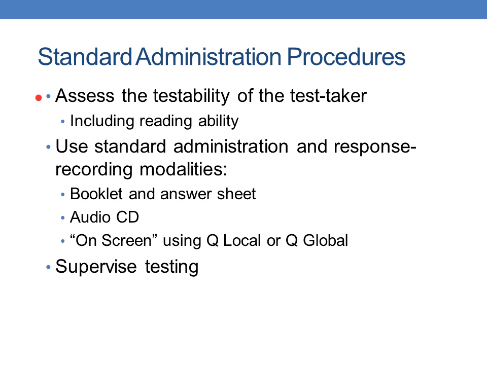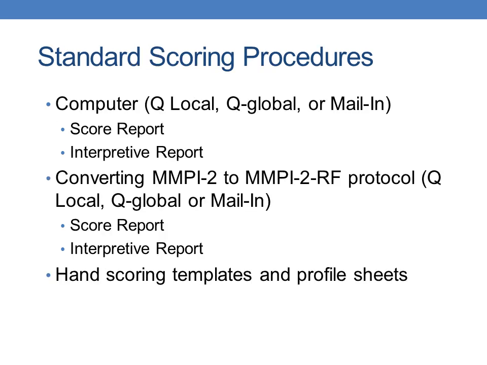Obviously, you want to assess the testability of the evaluee. Reading level tends to be around a 4th or 5th grade reading level. You want to, obviously, use the standard administration and response recording modalities, which include booklet and answer sheet, audio CD if reading's an issue, and then you can also administer the test on screen using QLocal or QGlobal. And obviously, you want to supervise testing. You never want to send home an MMPI-2 booklet and items to bring back to the office.